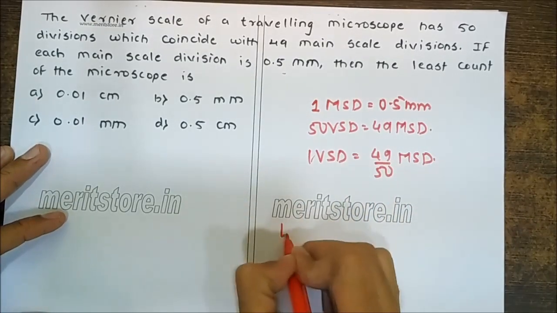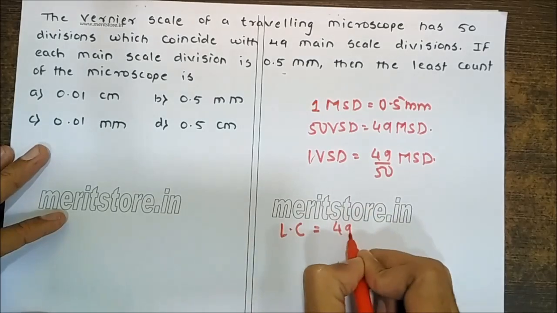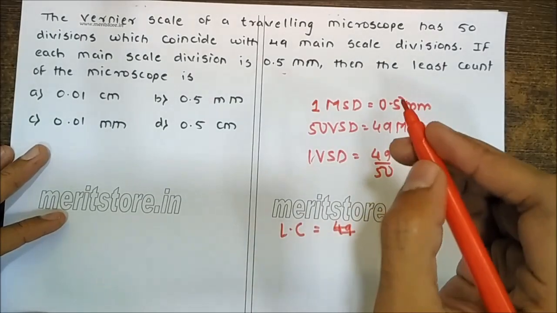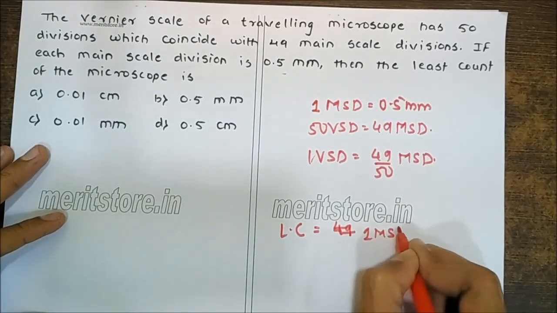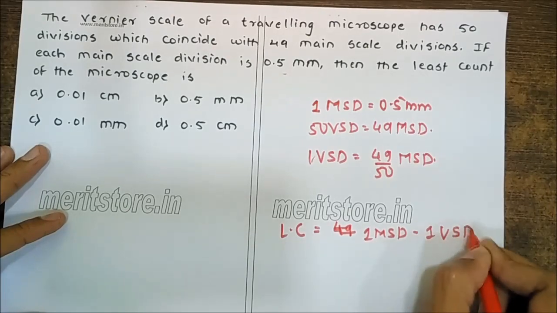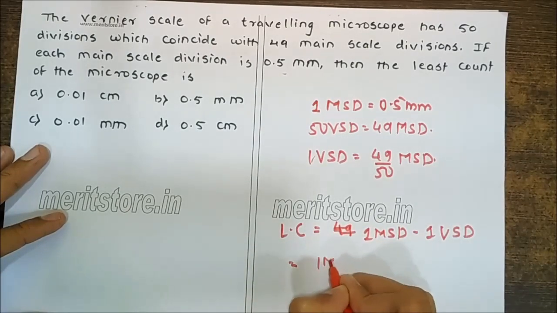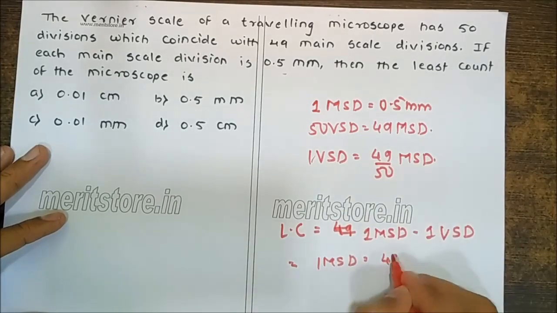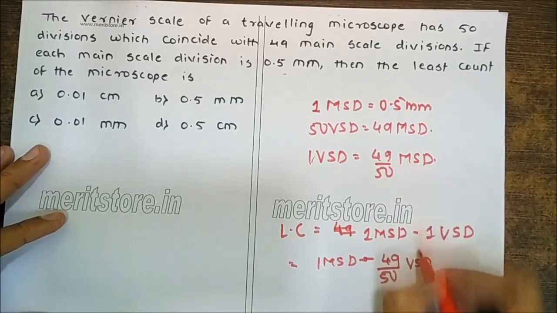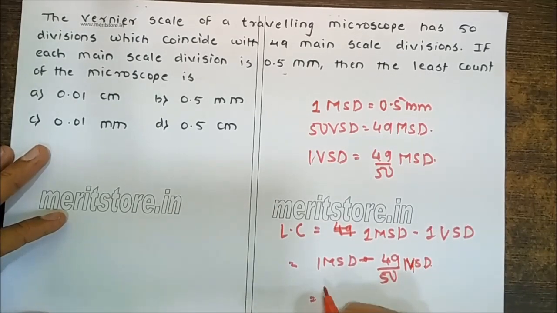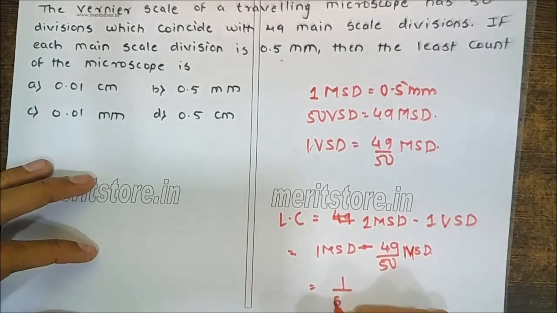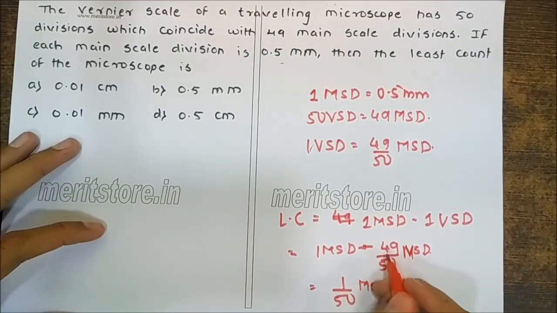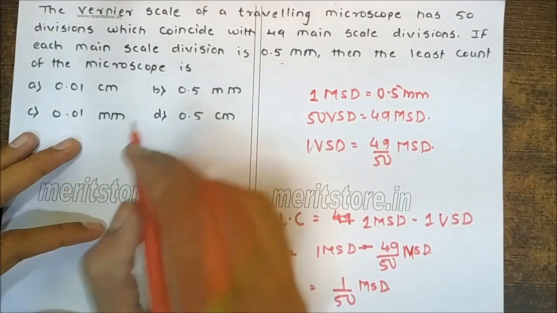Okay, so the least count will be one main scale division minus one Vernier scale division, that is 1 MSD minus 1 VSD, which equals 1 MSD minus 49 upon 50 MSD. So that will be equal to 50 minus 49, that is 1 upon 50 MSD. Okay, so 1 MSD, the main scale division, is 0.5 mm.